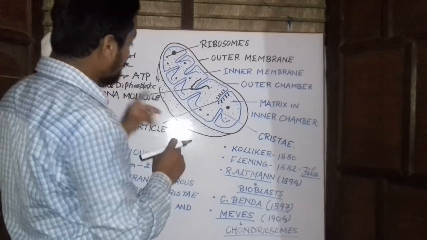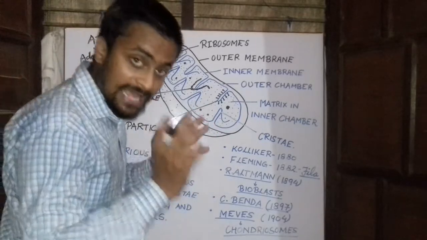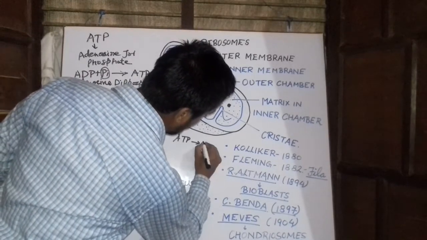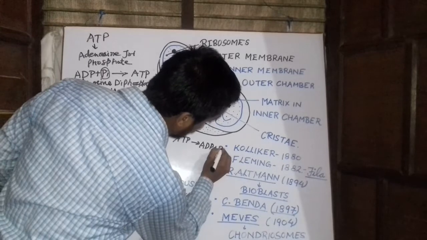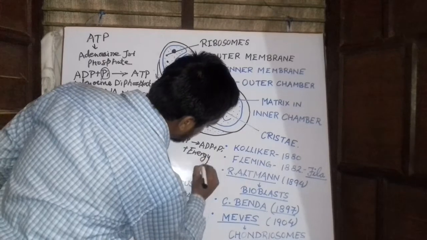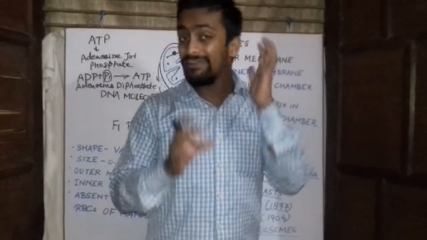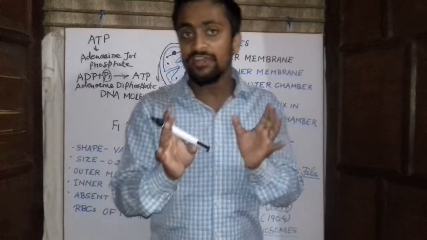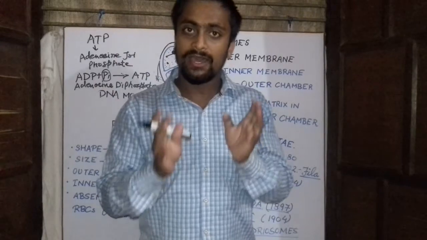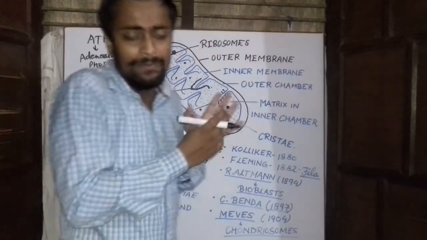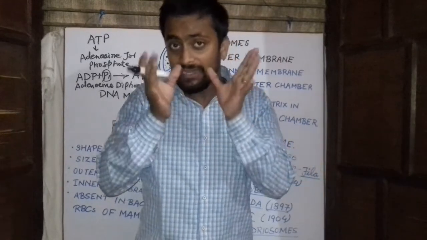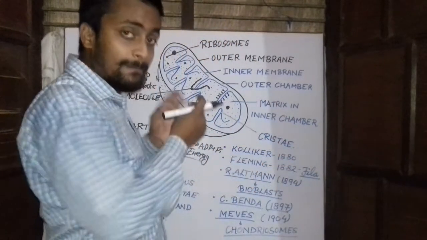Now whenever energy is needed, this ATP breaks down into ADP plus a phosphate molecule, and a huge amount of energy is released. This energy is used for various metabolic purposes by the cells of our body. That is why the mitochondria are called the powerhouse of the cells. ATP molecules are also called the energy currency, like we have rupees in currency. So in terms of power, these are the power currency of the cells.